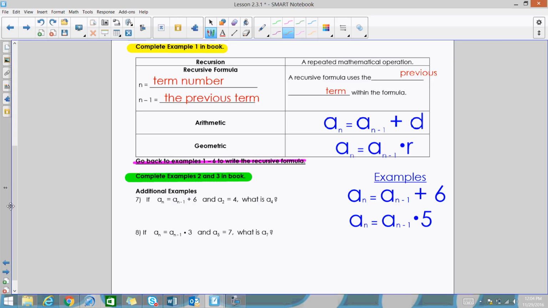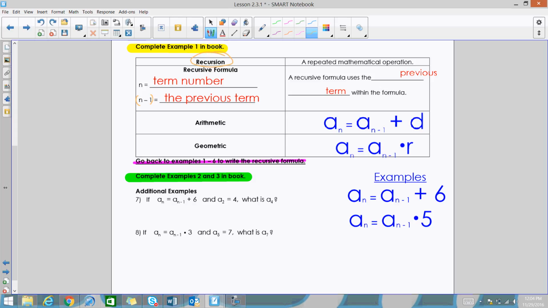So a recursive formula, which is the second and last new thing, is the formula that basically tells you what's happening in your series of numbers, what's happening to get to the next number, all right? So in a recursive formula, n means your term number. So what number? The first, second, third, fourth term. N minus 1, and usually that's in parentheses, is the previous term, the last term, all right? Now, a recursive formula uses the previous term within the formula. So in order to get to the next term, you have to use the last term that you have.